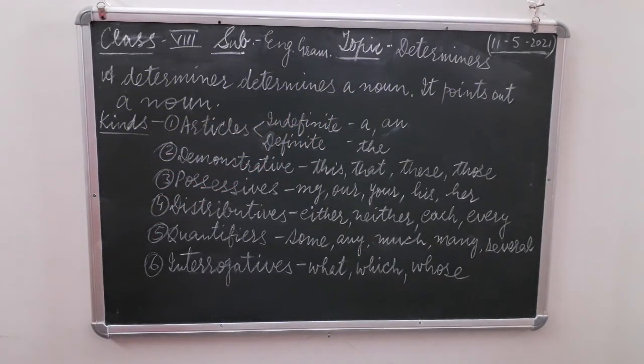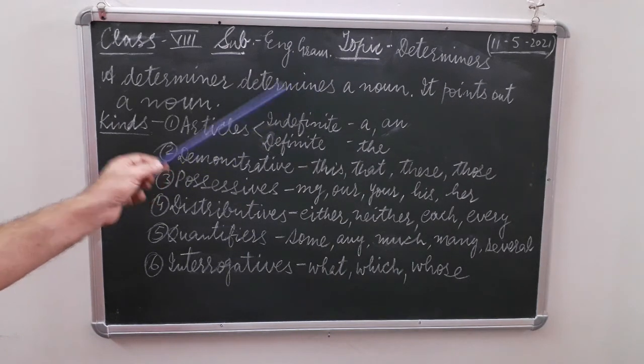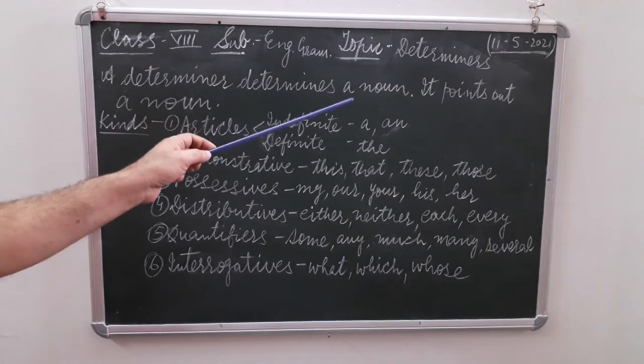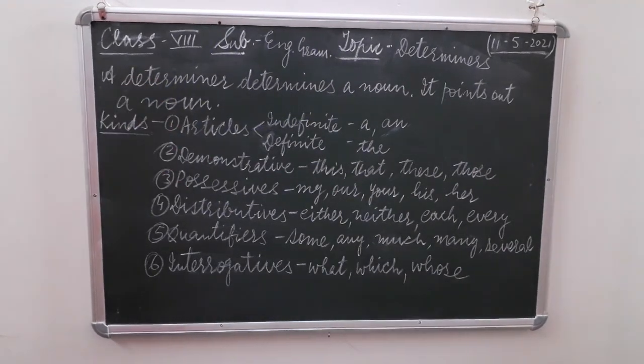For example, if I say that I have a book, here the determiner is a, and a is used before the noun, that is why it is called a determiner. Got it? And it determines the noun means it is pointing out the noun. Now there are 6 kinds of determiners here. Let us discuss one by one.